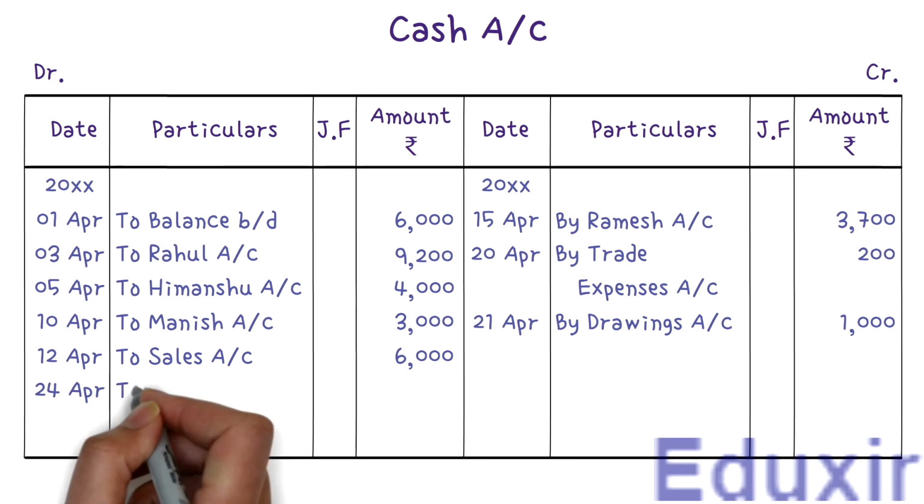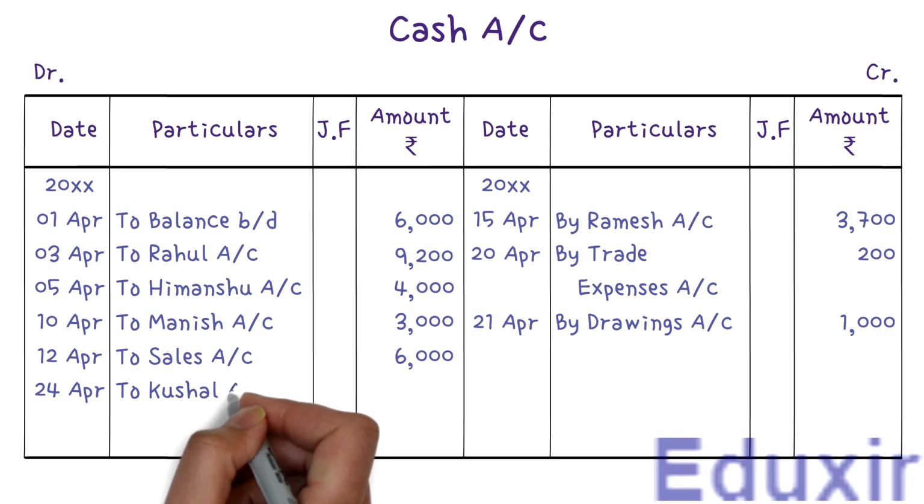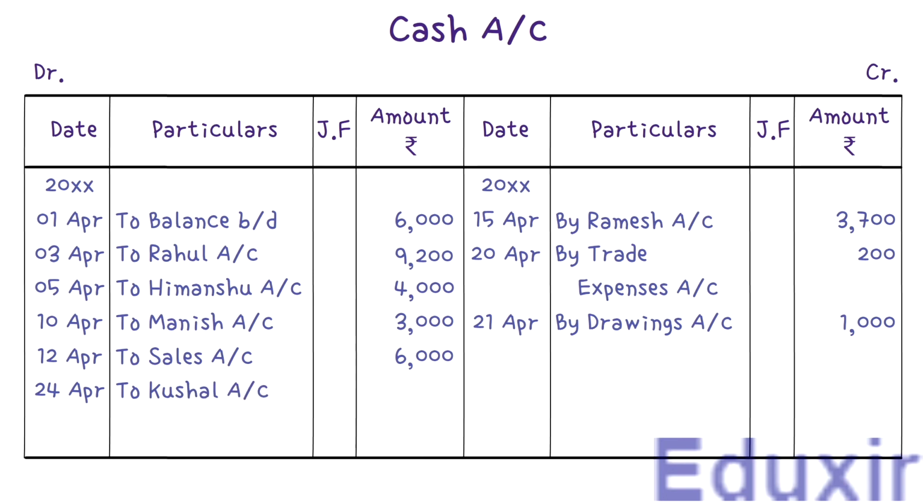Let us then write to Kushal account into the particulars column. Let us then write the debit amount of 6000 rupees in the amount column. With that, we have completed the posting of this journal entry into cash account. Let us now take up the next entry.